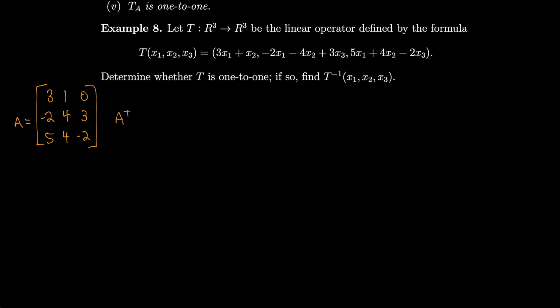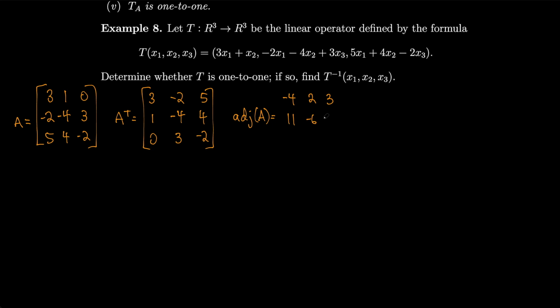Let's look at A transpose. Well, that would be 3, 1, 0, -2, -4, 3, and 5, 4, -2. If I want the adjoint of A, then that would be -4, 2, 3, 11, -6, -9, -12, -7, -10.